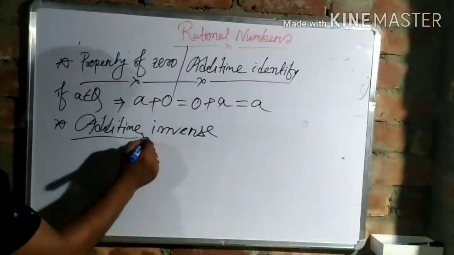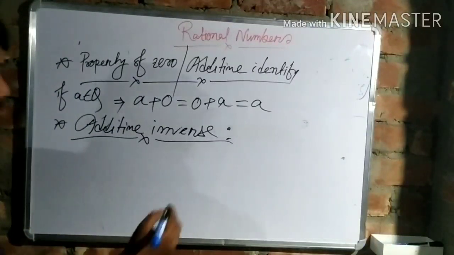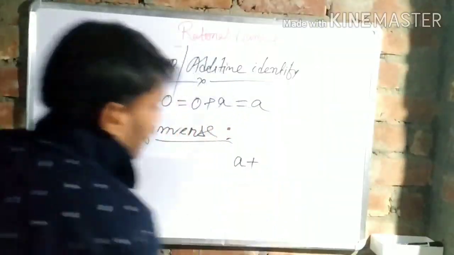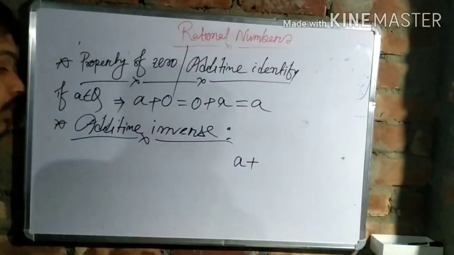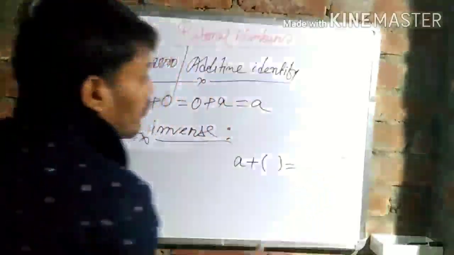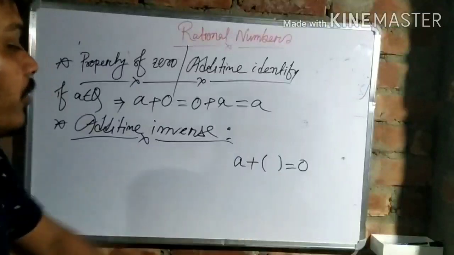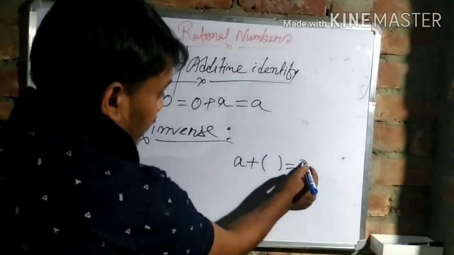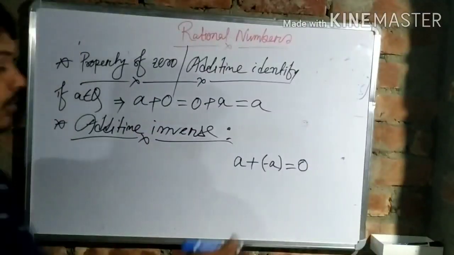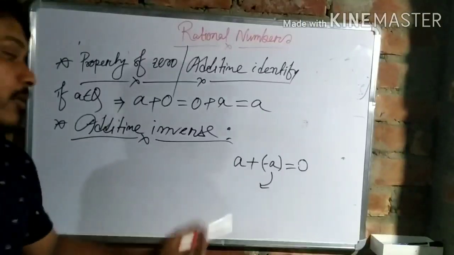Okay, so what is additive inverse? In the general case, inverse means: if we find the additive inverse, then the symbol is plus, with some value, equal to the additive identity. So what is the additive identity? 0. So here it is 0. What value do we put here such that the answer is 0? If we add minus a, then the result is 0. So this element or value is called the inverse of this value.